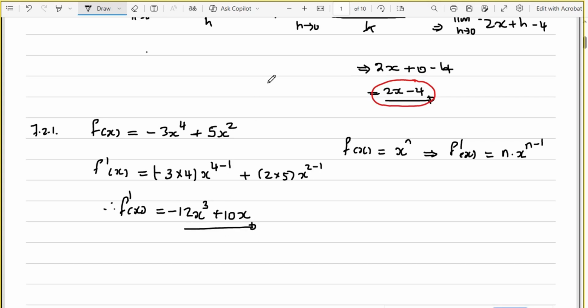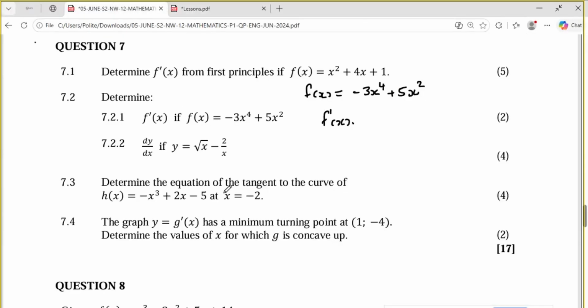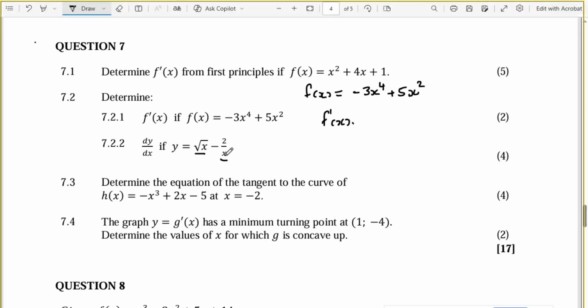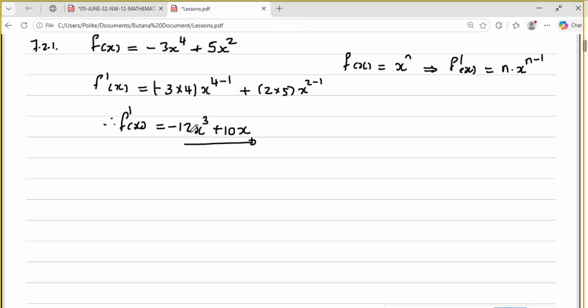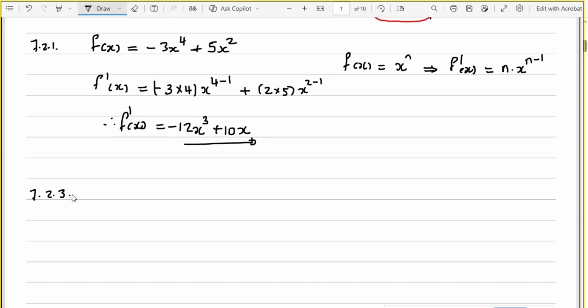This was an easy one, but when we look at the next one, we need to first remove the square root. We need to remove the fraction before you do anything. They say dy over dx, meaning differentiate y in terms of x. So this will be 2.3. We are given y to be the root x minus 2 over x. We need to rewrite this equation.